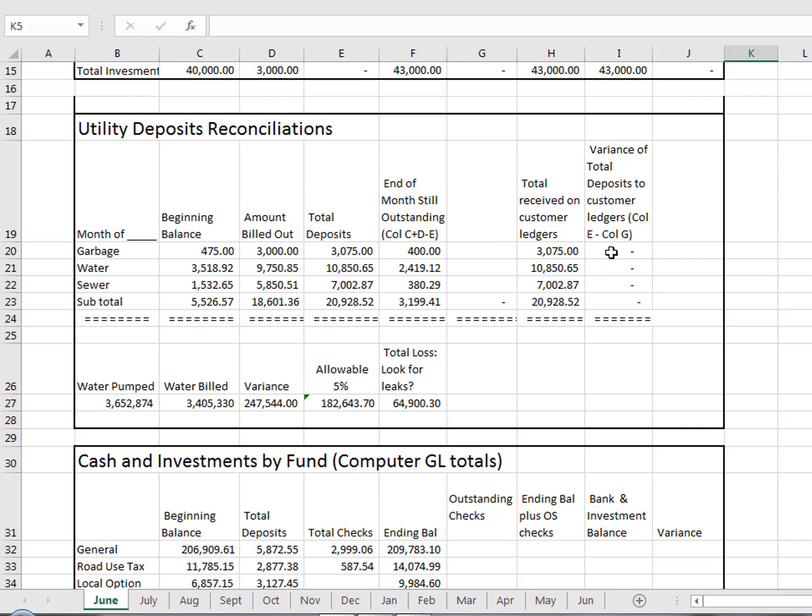In this situation, of course, we did it perfectly, but on the other hand, if it doesn't, the formulas will help you find where your error might be. Maybe you put it in sewer and it should have gone in water.